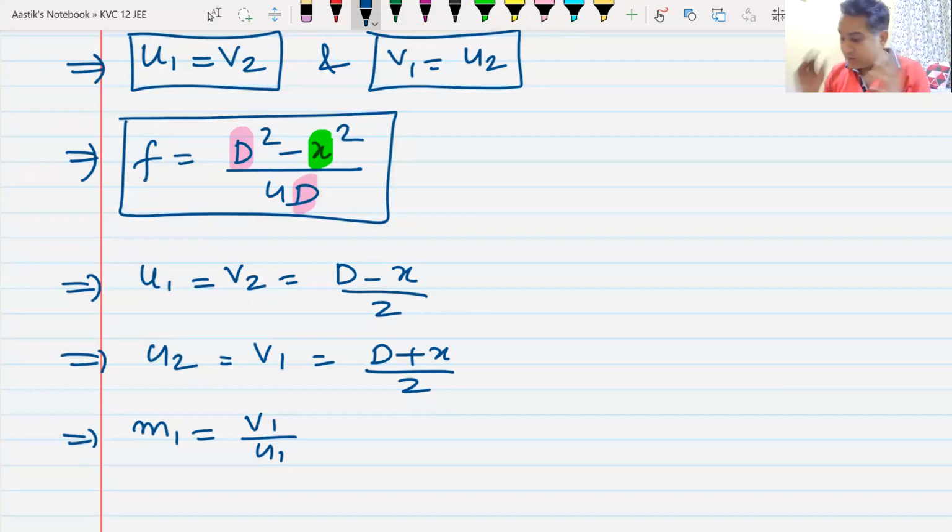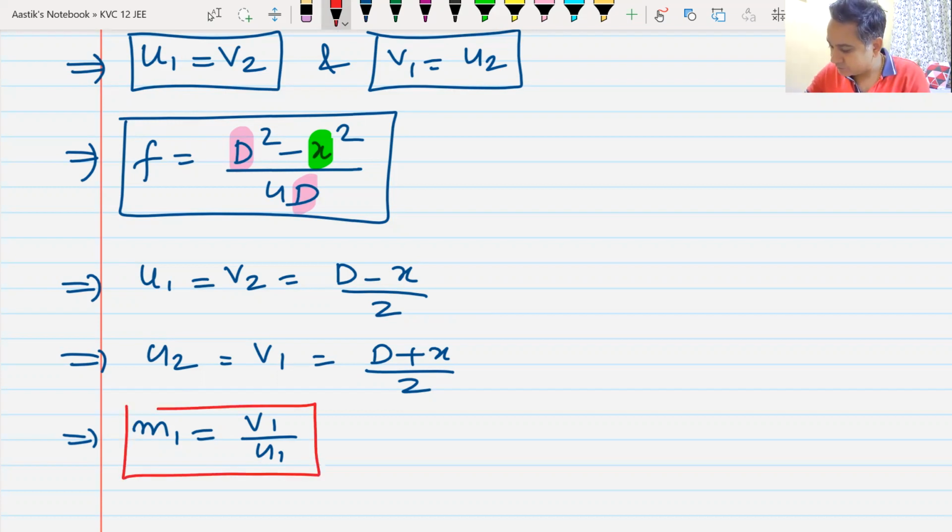So you can calculate m1 by finding out v1 by u1. Do we understand this? You can calculate m1 by finding out v1 by u1.